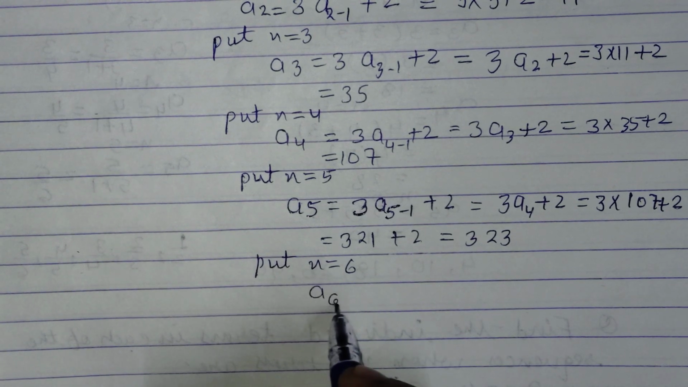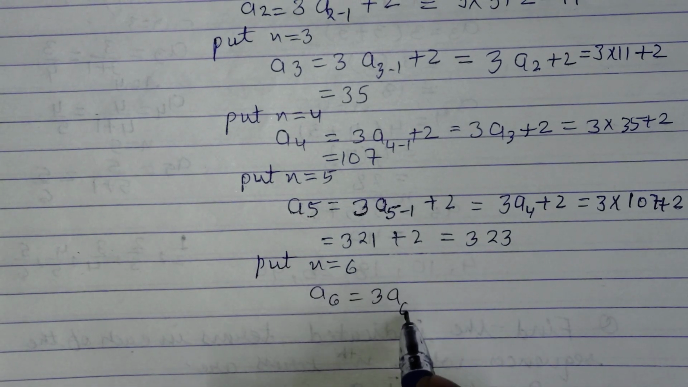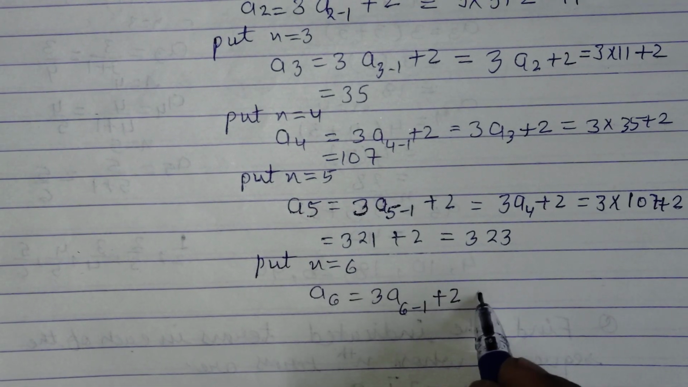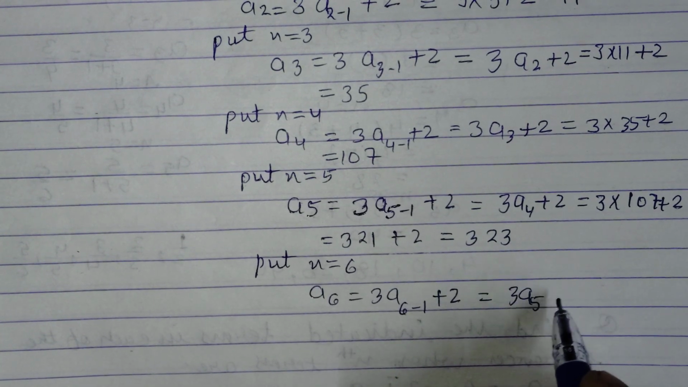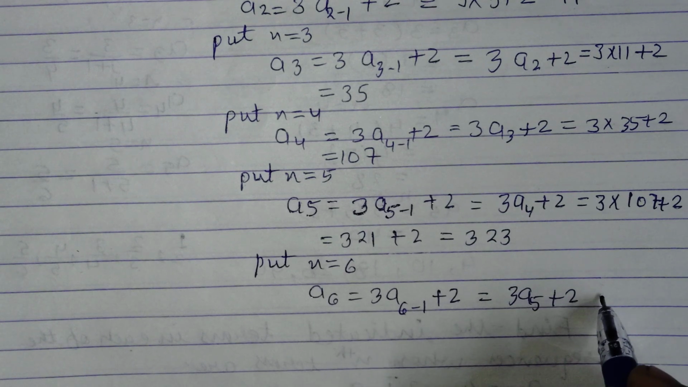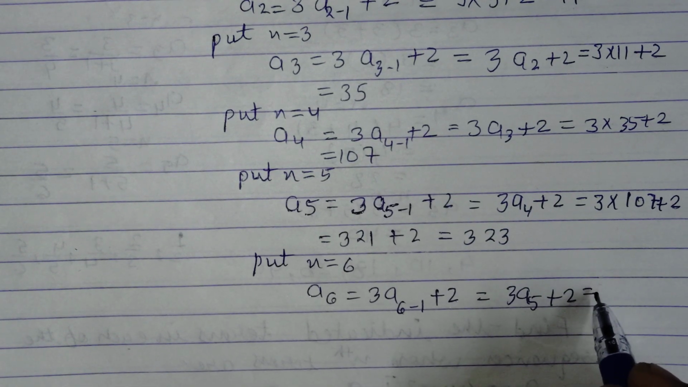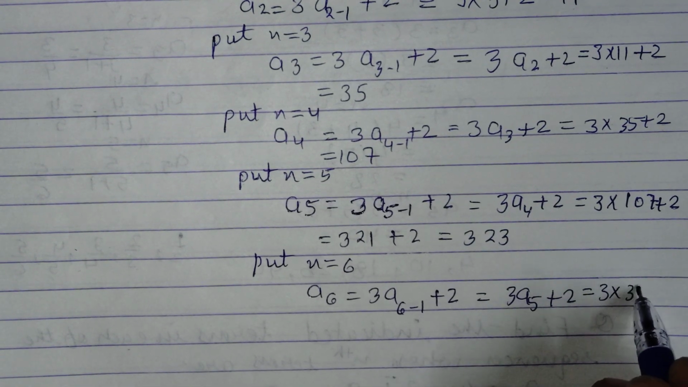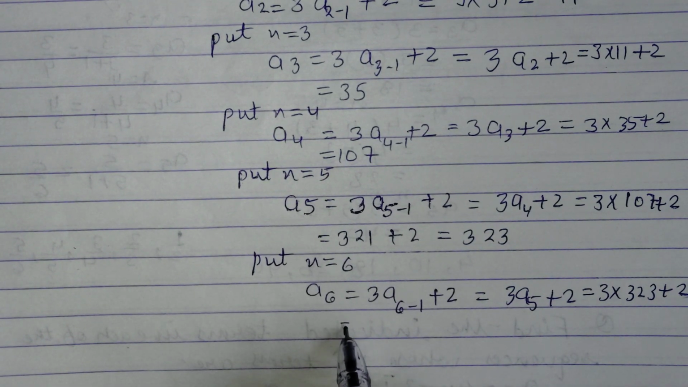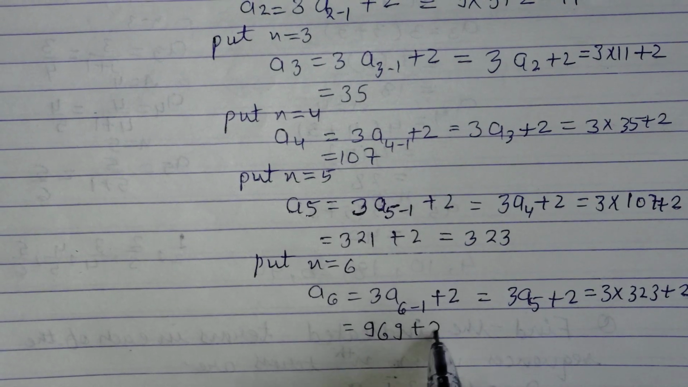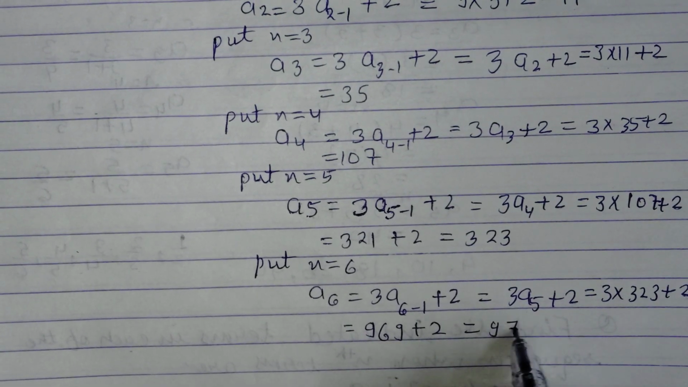Next put n equal to 6. It gives a6 equal to 3 into a6 minus 1 plus 2. 6 minus 1 is 5. So it becomes a5. a5 value is 323. So 3 into 323 plus 2. It gives us 969 plus 2 equal to 971.